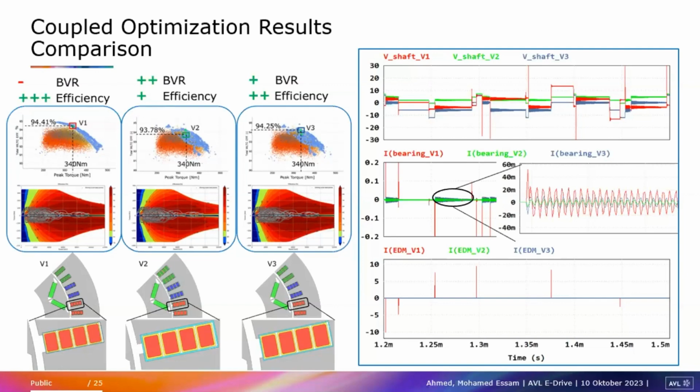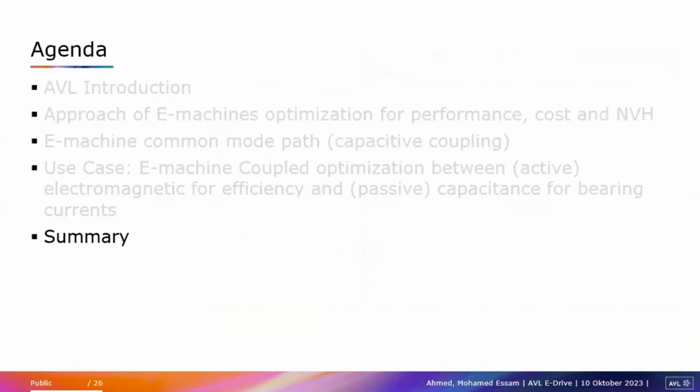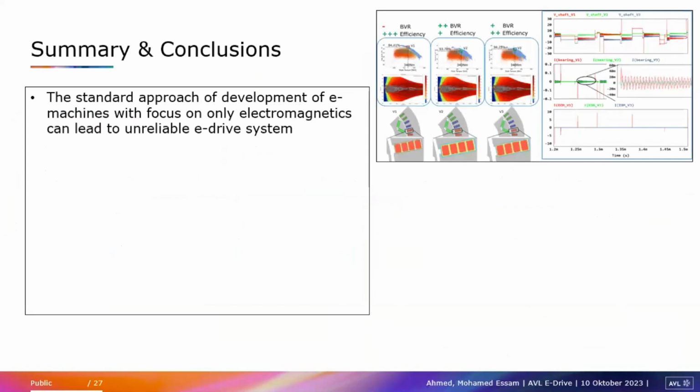Here you can see also the bearing, let's say zoomed in, the bearing between the three variants, how it goes from V1 to the minimal and then to the middle one. So in summary, the standard approach that we all know, focusing only on the electromagnetic, can lead to you not knowing what's happening in terms of bearing, in terms of capacitance. Or you can be based on experience, usually just sizing the insulation based on the supplier experience and your experience or from previous projects and so on. It does not mean that it's the best solution or the most reliable.